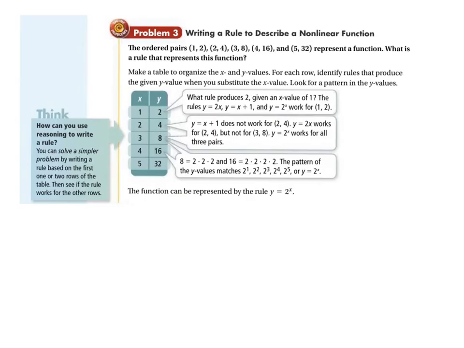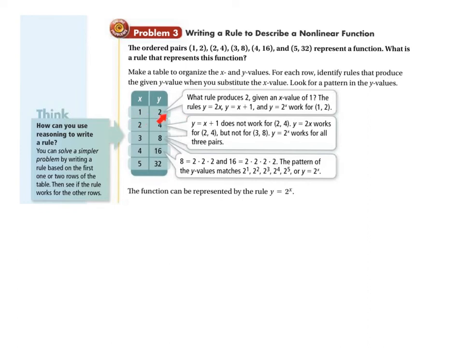All right, so continuing, writing rules to describe nonlinear functions. I have this set of ordered pairs, I should say, that represents a function. What is a rule that represents that function? So you can, again, we talked about before, putting that in table format. It might help you to see it. And I don't want to steal these from you. You can always obviously check the answers, but try to work on them on your own without that. See what your brain comes up with. It's kind of fun. It's one of those problem-solving activities.